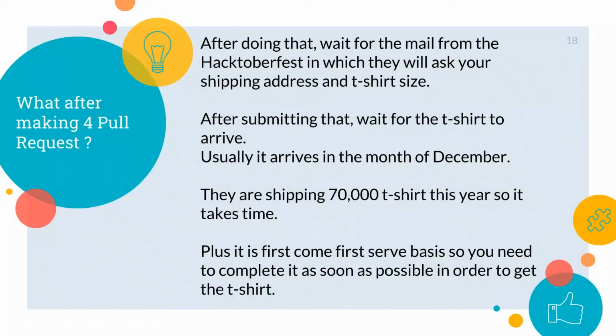And after submitting the pull request, you will get an email regarding the size of the t-shirt and your shipping address. You need to provide that and wait for some time. You'll get the t-shirt in December most probably, and it is first come first serve basis, so you need to do it as soon as possible. And this year they are shipping 70,000 t-shirts.